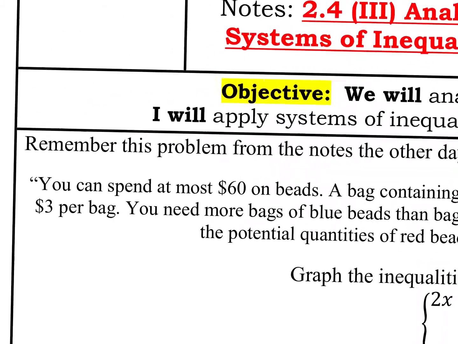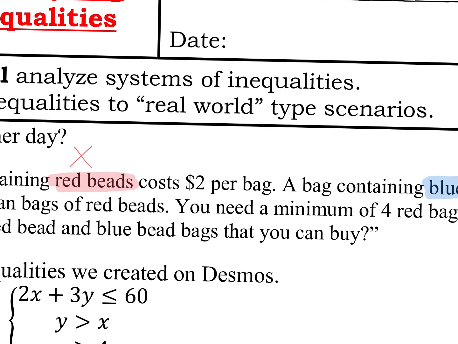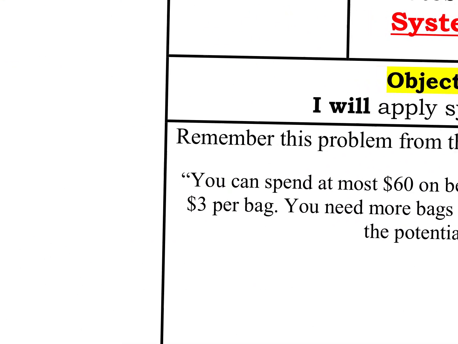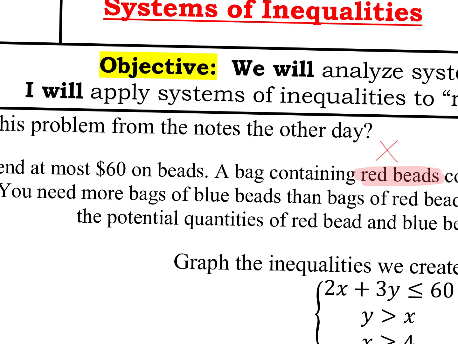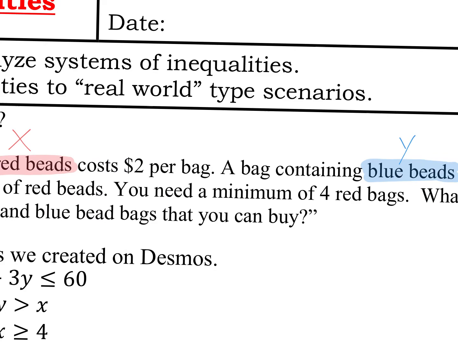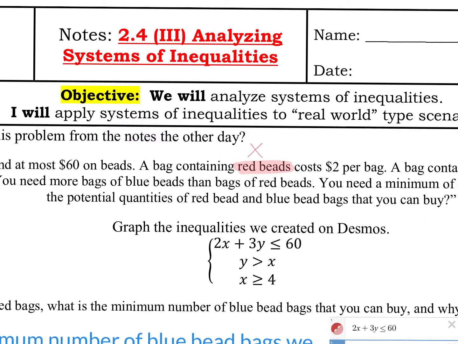It says you can spend at most $60 on beads. A bag containing red beads costs $2 per bag. A bag containing blue beads costs $3 per bag. You need more bags of blue beads than bags of red beads. You need a minimum of 4 red bags. What are the potential quantities of red bead and blue bead bags that you can buy?